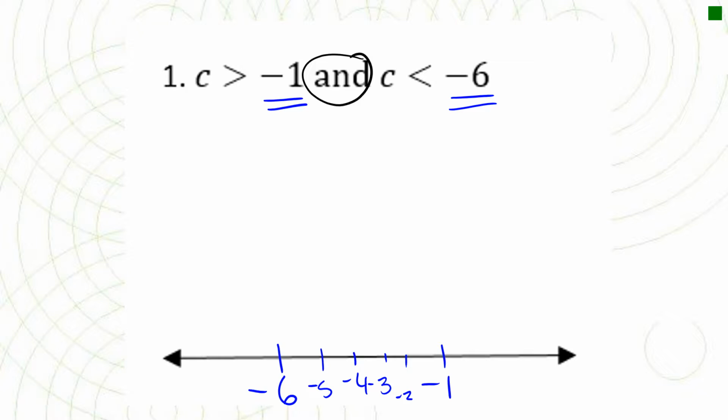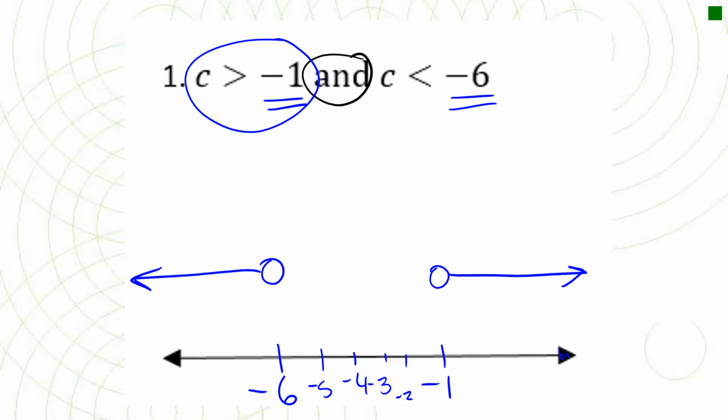Now that I have that, I'm going to graph each one. The first one says c is greater than -1. So I'm going to come to -1, come up above it, and do my little helper graphs. It's going to be open and to the right. And remember, I draw as far out as my arrowhead down here. My next one is c is less than -6. So here's -6, and I'm going to go this way. Now, since it's an and, I need the intersection. Well, they don't intersect. There's no place where there are 2 lines there. So the answer to this is no solution.